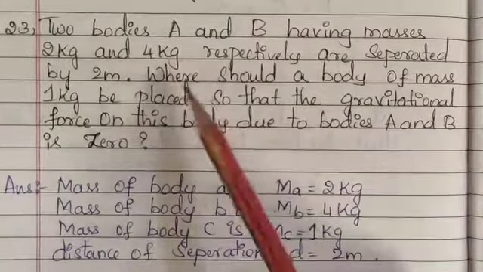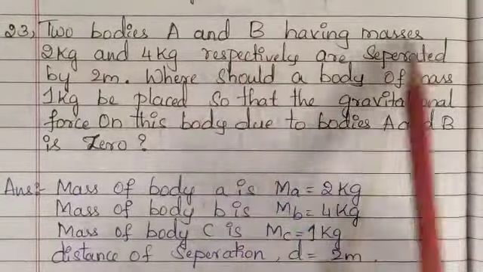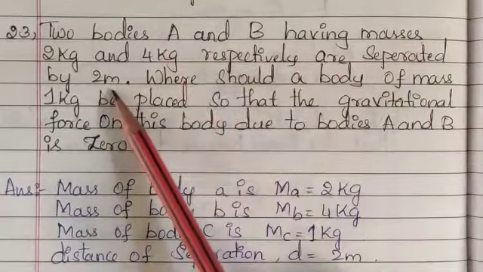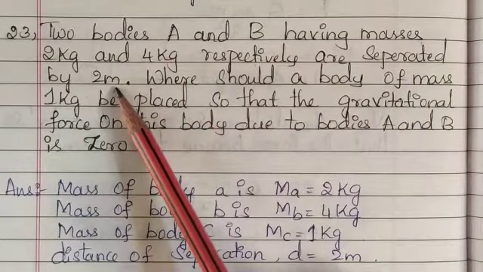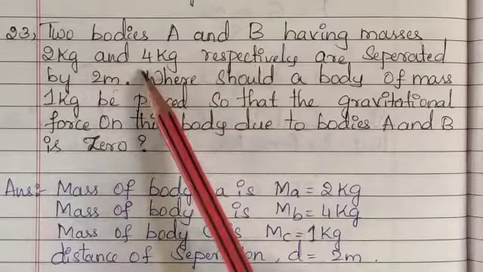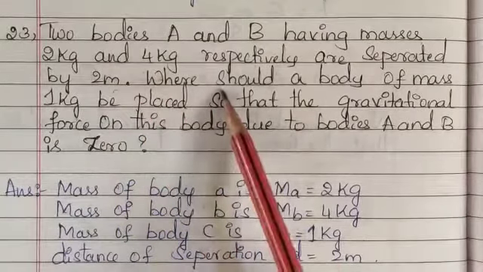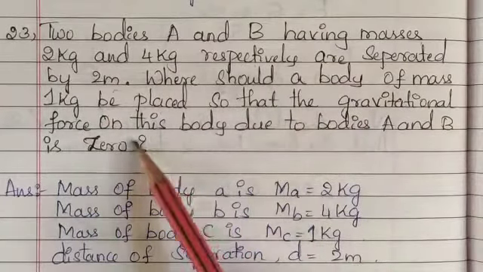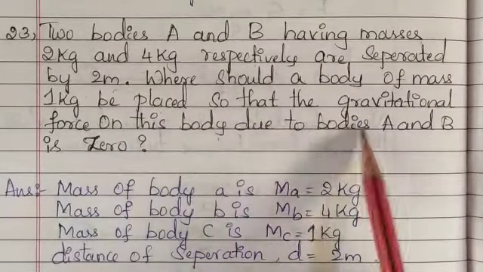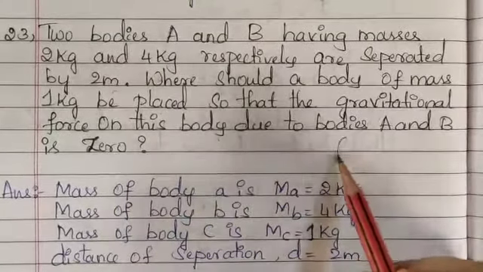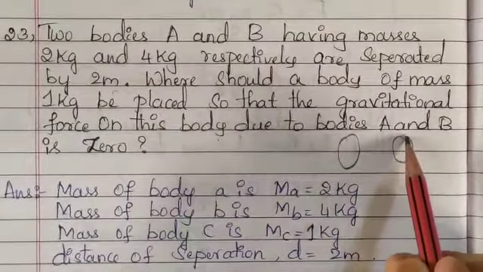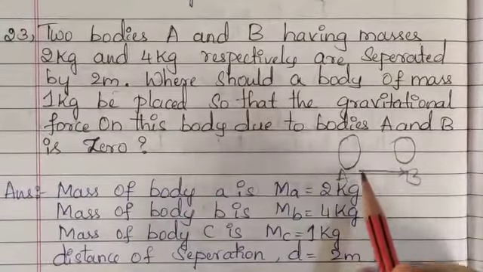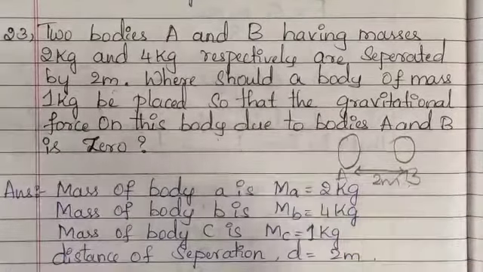Next question is, two bodies A and B having masses 2 kg and 4 kg respectively are separated by 2 meter distance. So the distance between the two objects, that is 2 kg and 4 kg object, is 2 meter. Where should a body of mass 1 kg be placed so that the gravitational force on this body due to the bodies A and B will become 0? So you will consider A and B as the two objects here. The distance between these two objects is 2 meter.